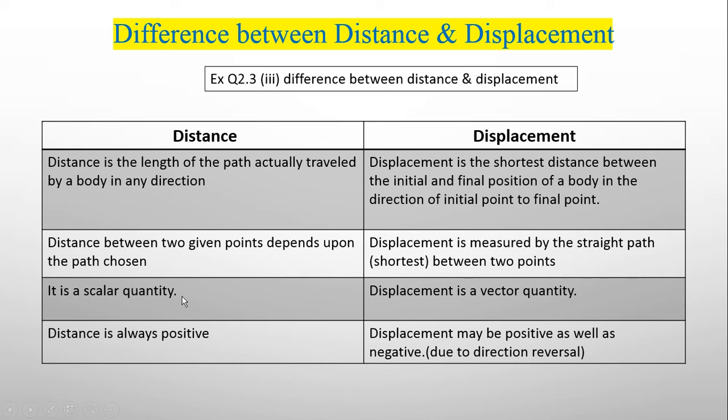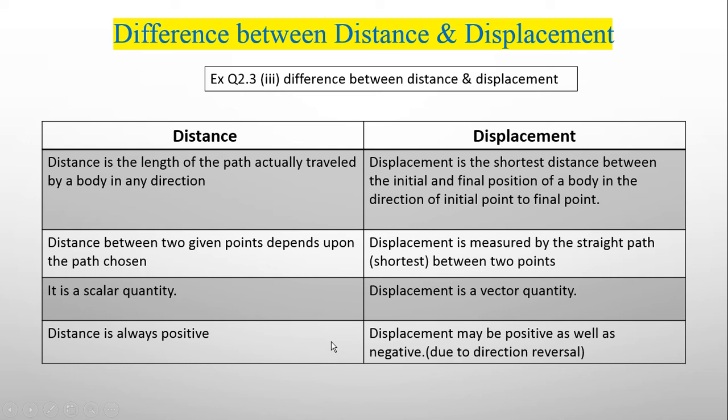Distance is a scalar quantity because direction is not concerned. So that's why it is a scalar quantity, means completely described by its magnitude and units. But displacement is a vector quantity. For displacement, you must know the direction of motion as well as the magnitude of distance. Distance is always positive. Yes, distance can't be negative, but displacement may be positive as well as negative.